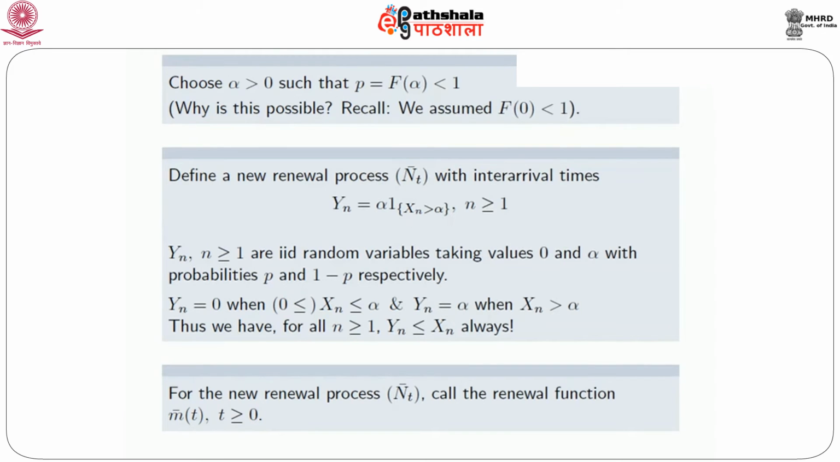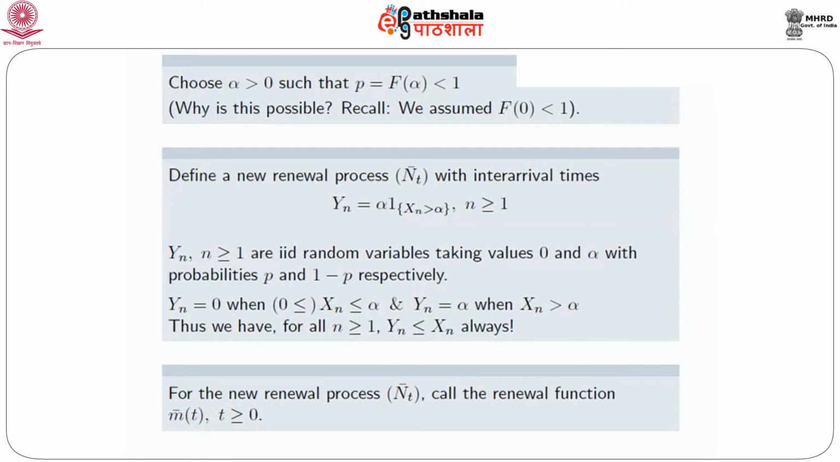Why? Because when xn is greater than alpha, yn is alpha, and when xn is less than or equal to alpha, of course it cannot be less than 0, yn is 0. So yn is always less than or equal to xn. So the yns are IID random variables taking values 0 and alpha with probabilities p and 1 minus p, and this is exactly what I stated. So for all n greater than or equal to 1, yn is less than or equal to xn always, which is exactly what we said.